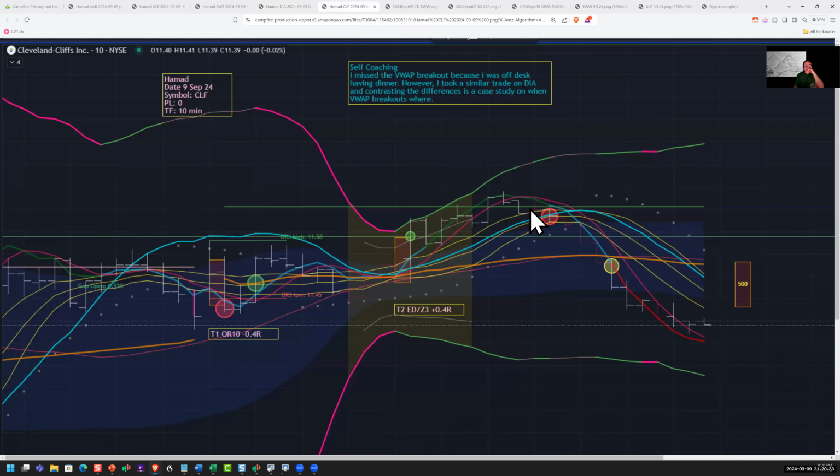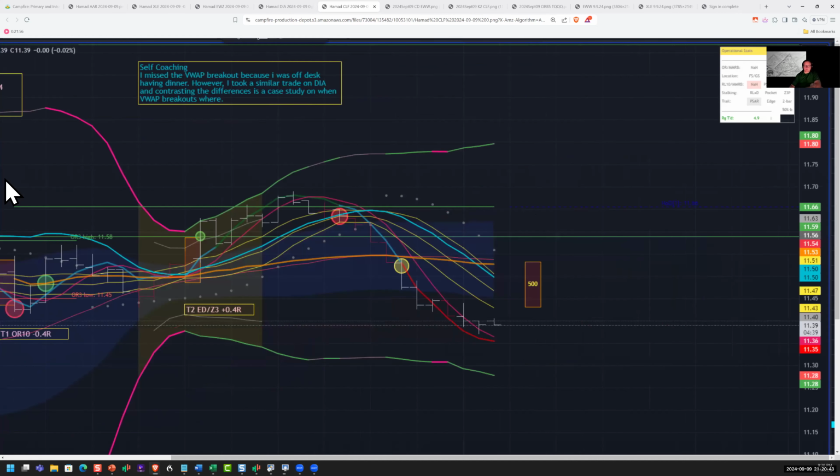CLF, reasonable trades on both sides. This maybe was a little bit late, but to be fair, he's waiting for the Z3 lines to begin to expand. So you get the Z3 pinch. He doesn't get the 1-2-3, but he does get the Z3 breakout, which pays a little bit.